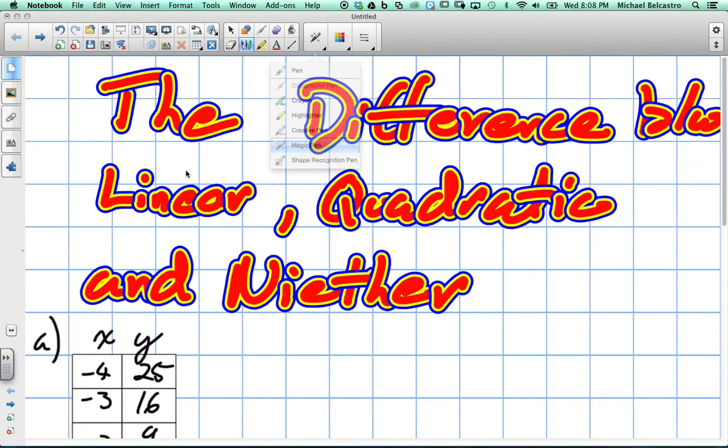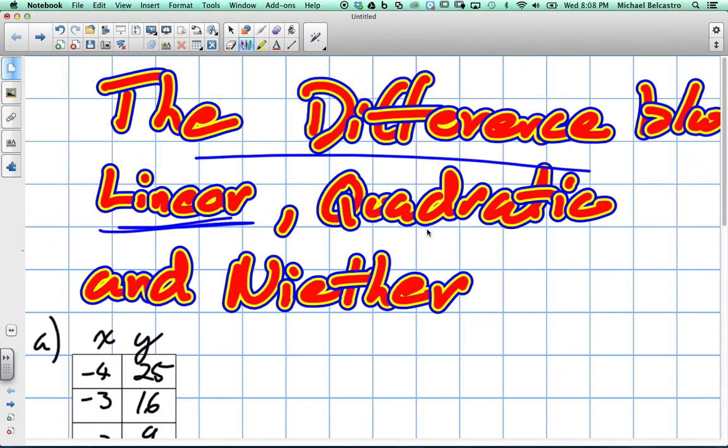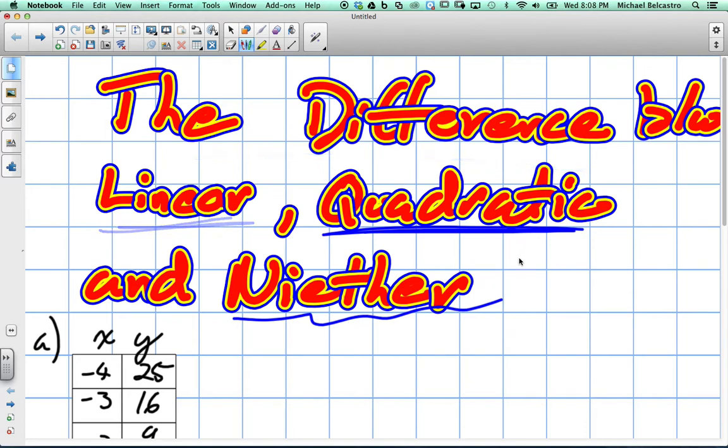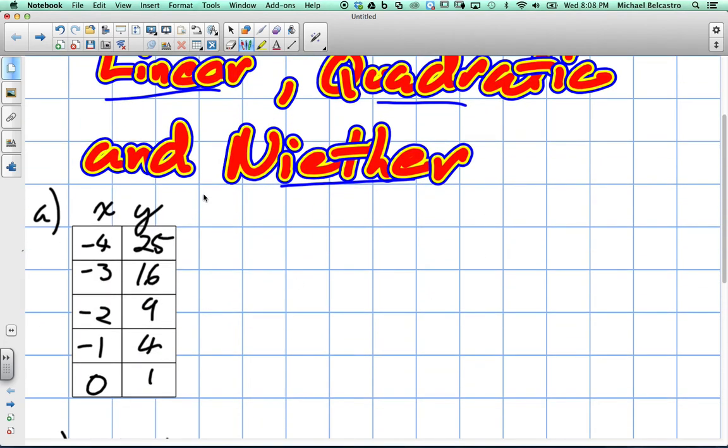Okay, so we're going to look at the difference between a linear equation, a quadratic equation, or something that is neither of them. And we're going to look at the many different ways of being able to tell whether it's something that's linear, quadratic, or neither. Okay, so first one we're going to look at is a table of values.